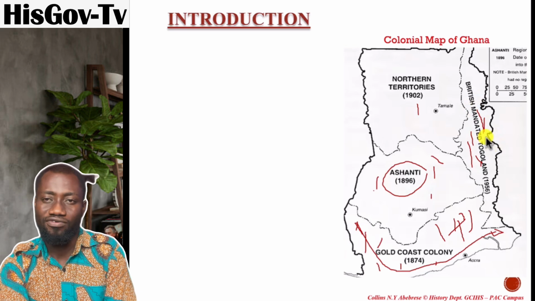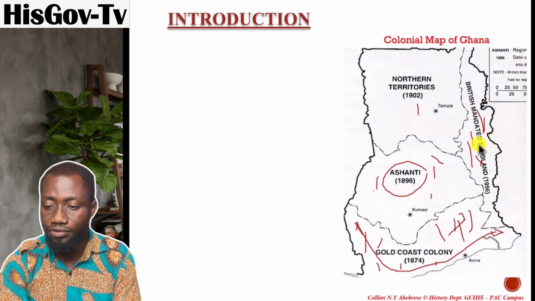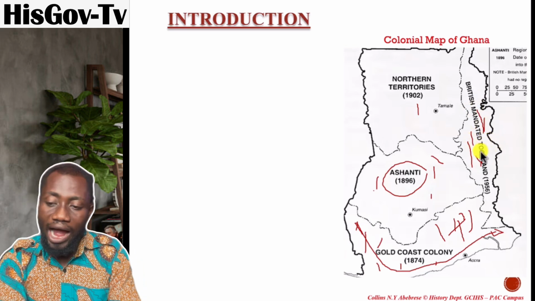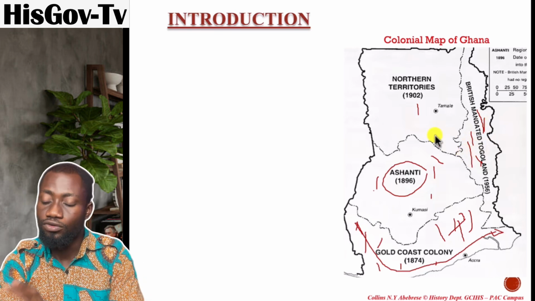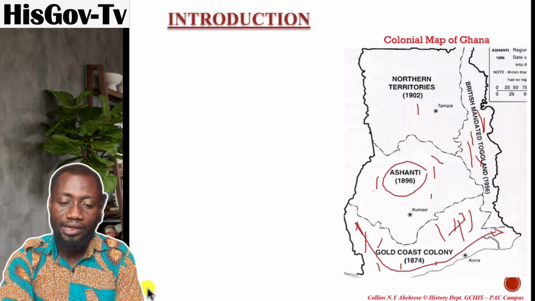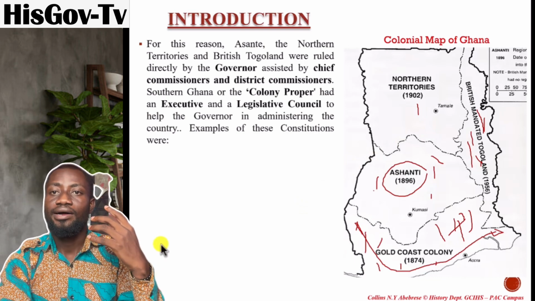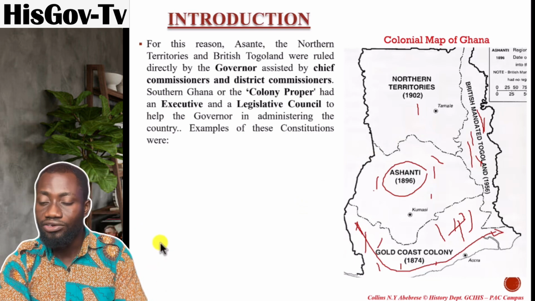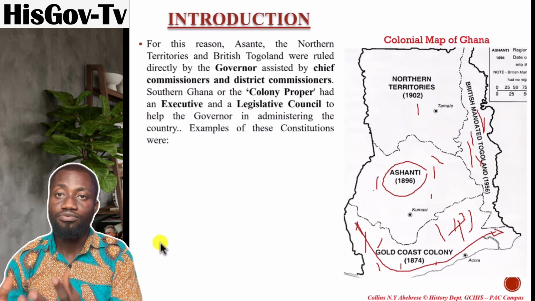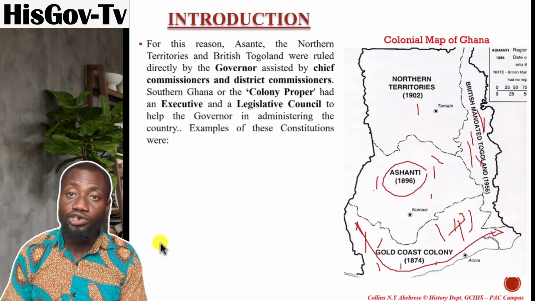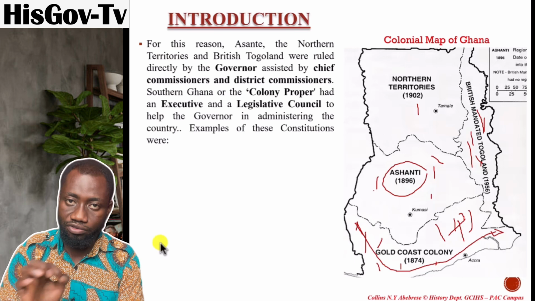So they were not part of the whole Gold Coast. Later on, you know how they became part of the Gold Coast, but that is how the map looked like. And so if you have this at the back of your mind, it will guide you and help you to understand the issues that will be raised in the Constitution.